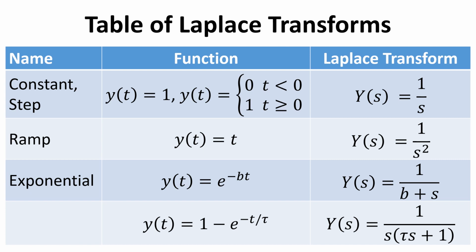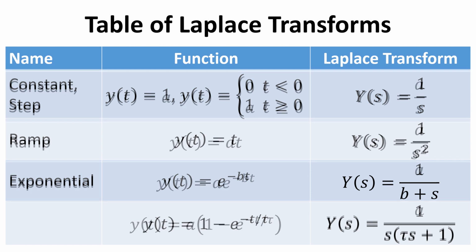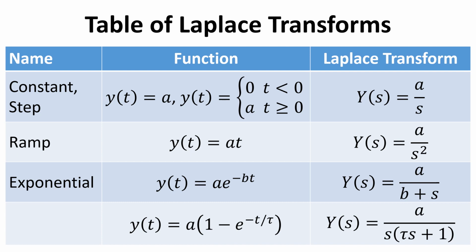So here's some examples. This also works if instead of just having y of t equals 1, or the step equals 1, you have a constant. So if any of these functions are multiplied by a constant a, then the Laplace transform is just multiplied by that constant as well. Which brings us on to an interesting property of Laplace transforms.